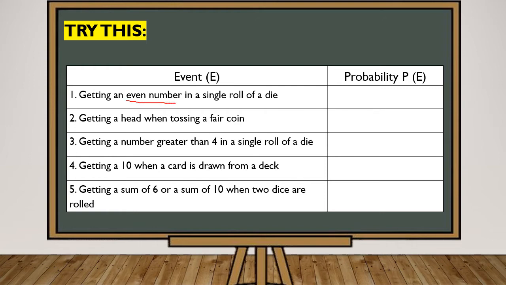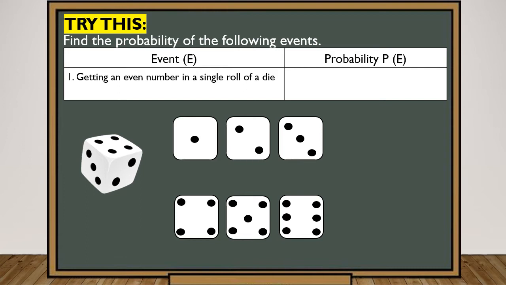So this is our random variable. What do you think is the probability of getting an even number in a single roll of a die? Find the probability of the event. So let's have here event number 1. We will determine the probability of getting an even number. When you roll a die, the possible outcomes are either 1 spot, 2, 3, 4, 5, and 6.